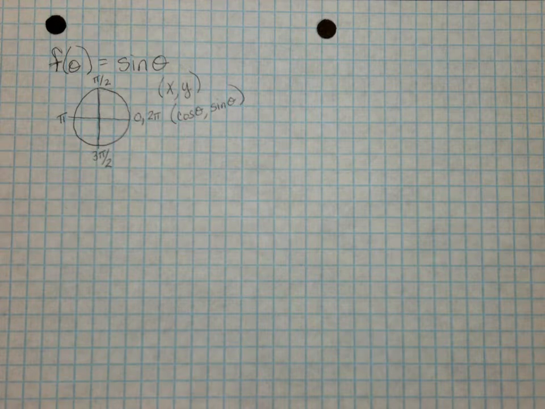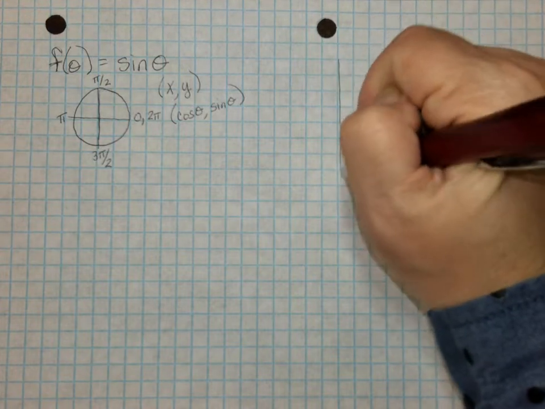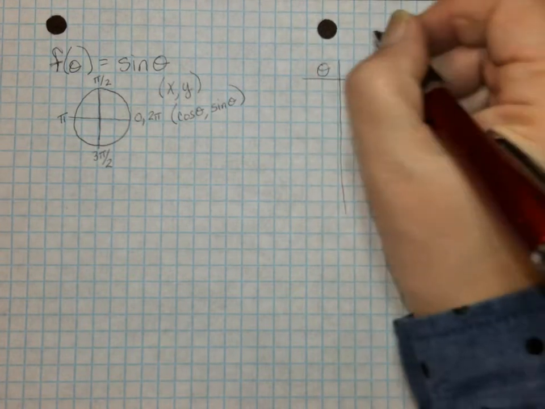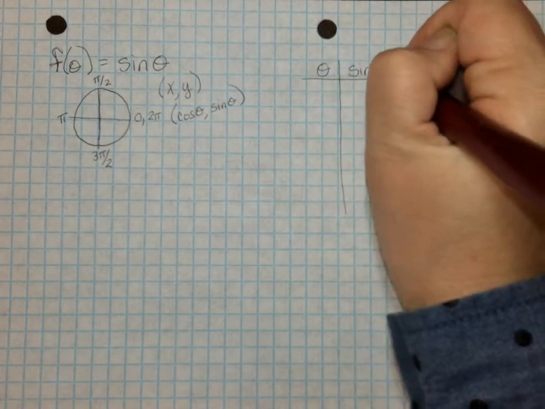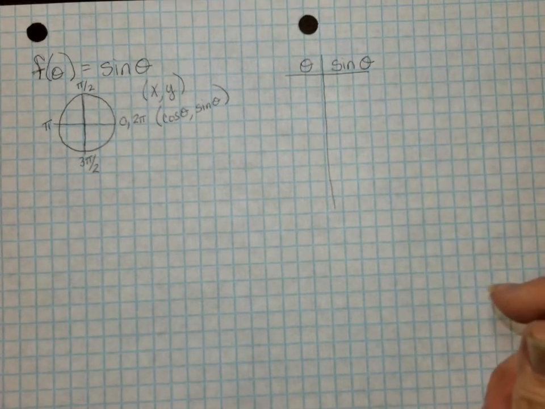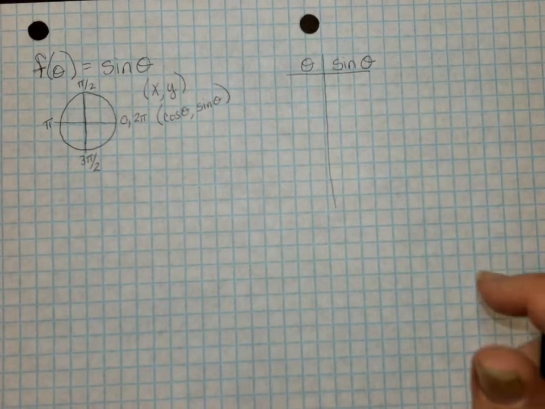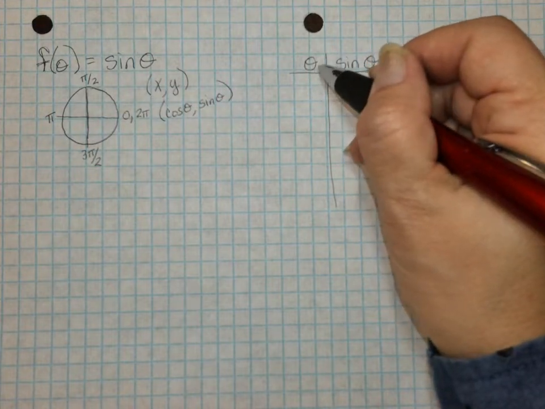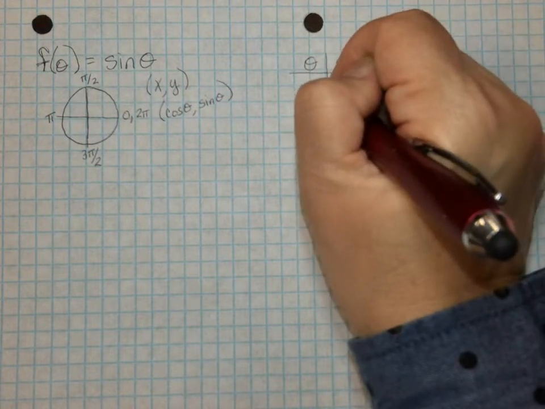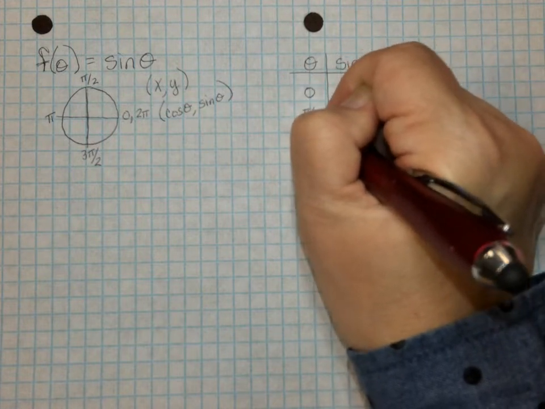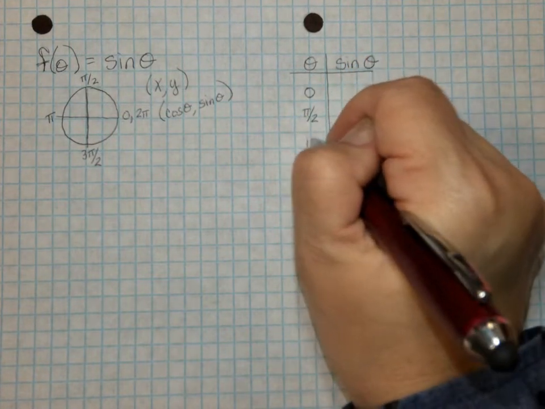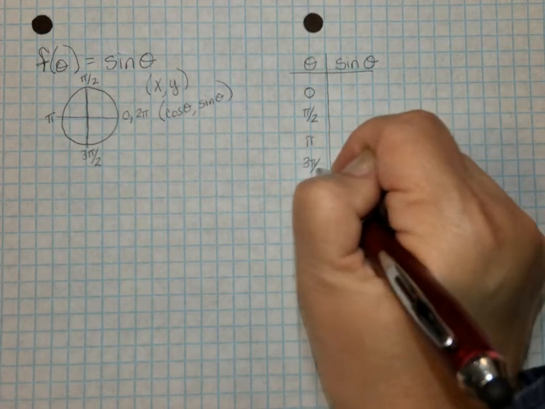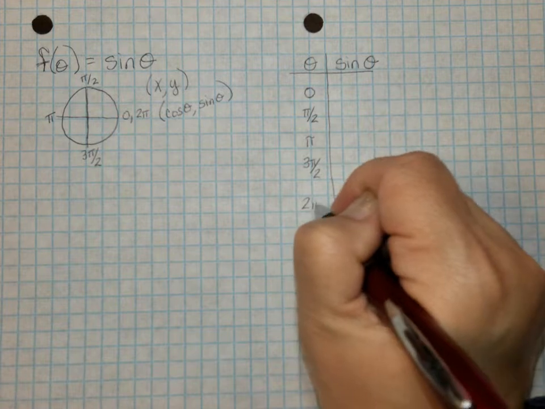And so as we graph these functions, we want to start by making a table. This table will have one column for theta and one column for the sine of theta. And the key values for theta that we're going to use are 0, pi over 2, pi, 3 pi over 2, and then 2 pi.